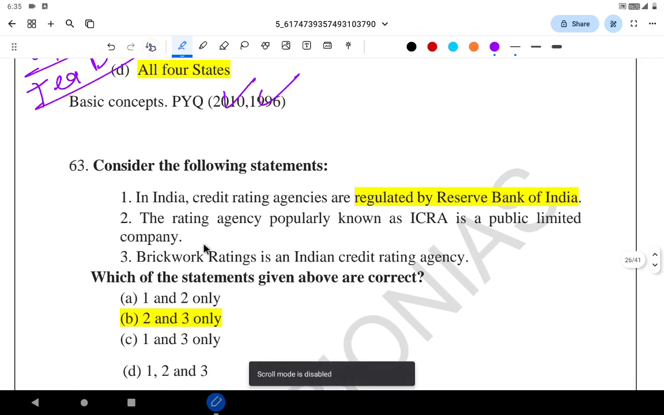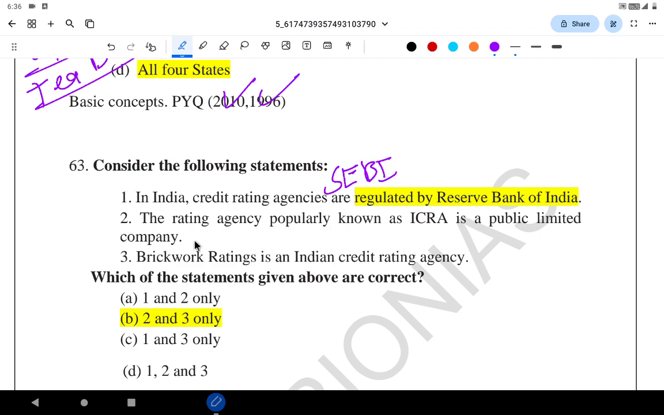In India, the credit rating agencies are regulated by the Reserve Bank of India. No, they are regulated by SEBI. The rating agency popularly known as ICRA is a publicly limited company. Correct. Brickwork Ratings is an Indian credit rating agency. This is correct. 2, 3.